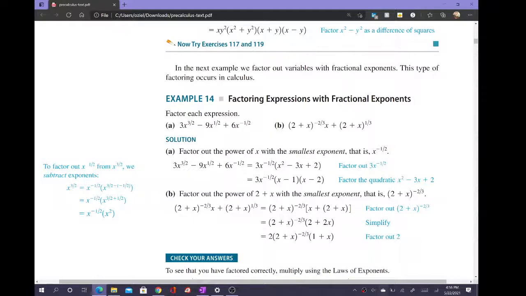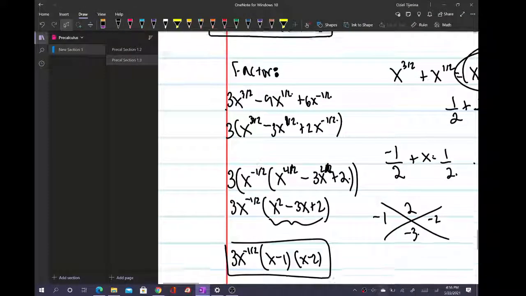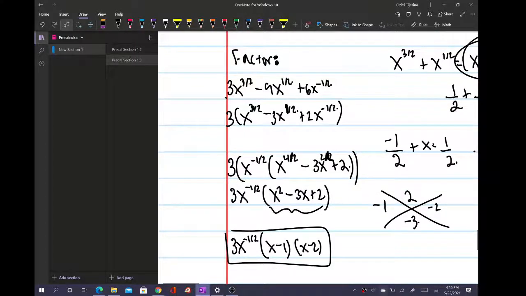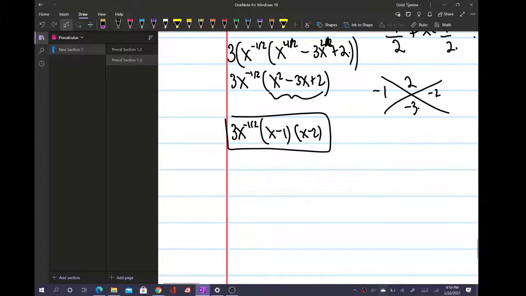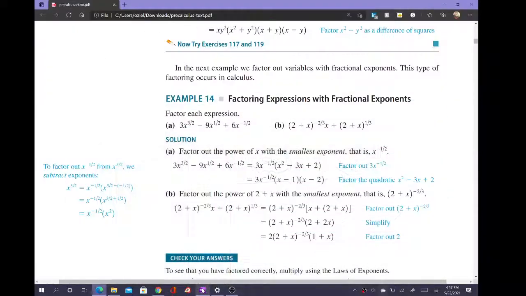So this is factored out 3x to the negative 1/2, and then factor the quadratic, but they simplify it, they go very fast in this. They don't tell you how it goes step by step like I do. That's why I'm explaining it as thoroughly as I can. So let's do part B.